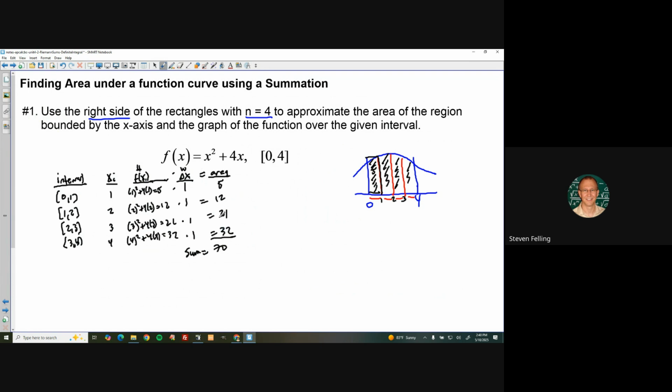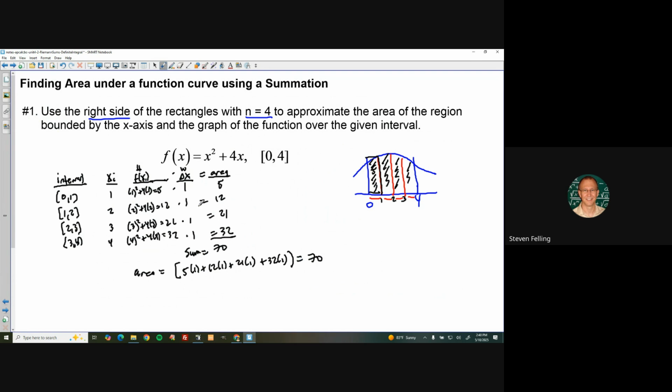So you can write this operation out in a table. I think that's a great way to do it. Then we should probably say this, the area. I'm just going to write it a little bit different way. It's this height 5 times the width of 1, plus this height of 12 times the width of 1, plus this height of 21 times the width of 1, plus this height of 32 times the width of 1, and that all adds up to 70.